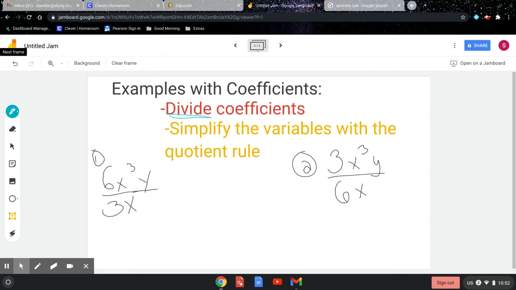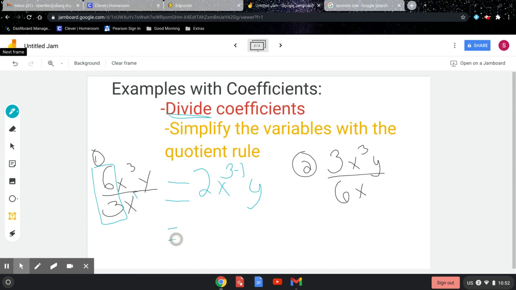So right here in number 1, I have 6x to the third y, all divided by 3x. Okay, so we're going to divide these coefficients. 6 divided by 3 gives me a whole number 2. Then I simplify the variables with the quotient rule. So I'm going to show my work. I have 3 minus that invisible 1. And then y doesn't have anything on the bottom, so I'm just going to write that 1y. There is no other base with that.